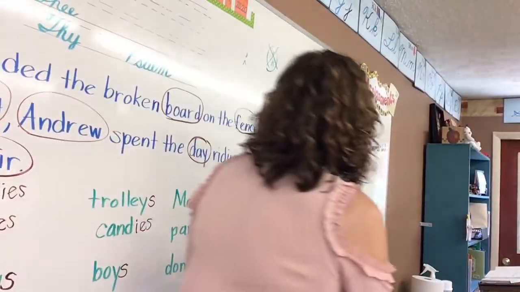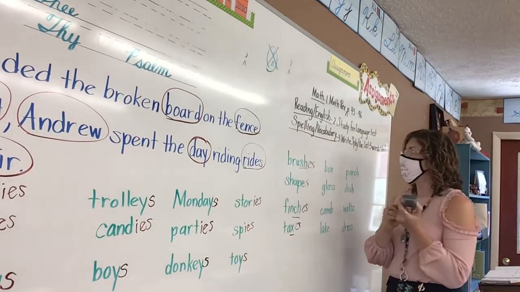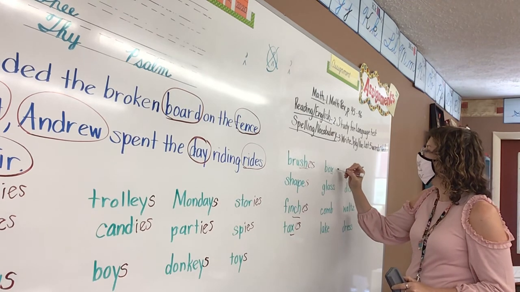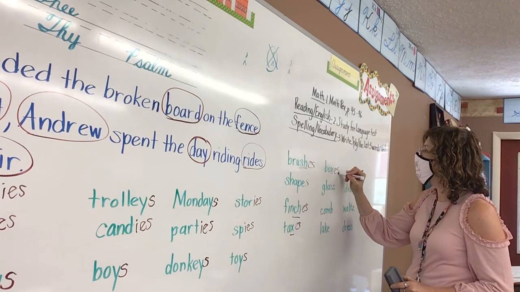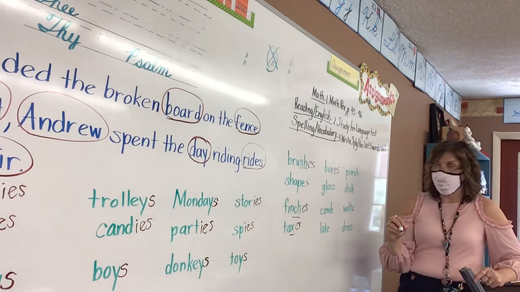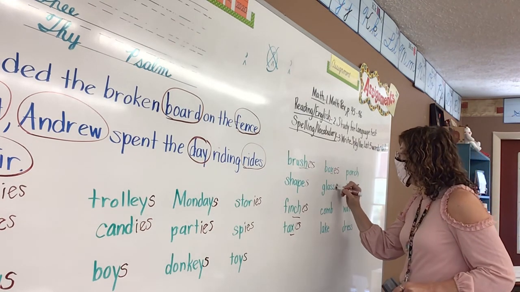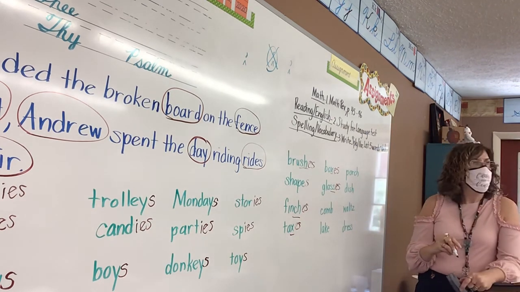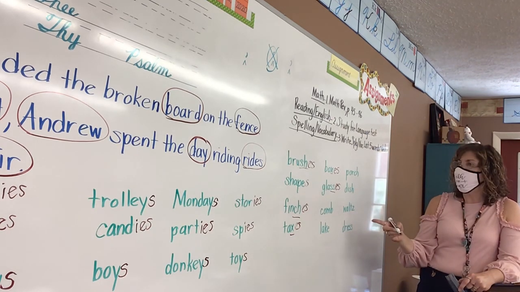All right. Box. Why are we adding ES? Because of the X. Next word. What are we going to do? Add ES because of the S. Next word. Comb. What are we going to do?